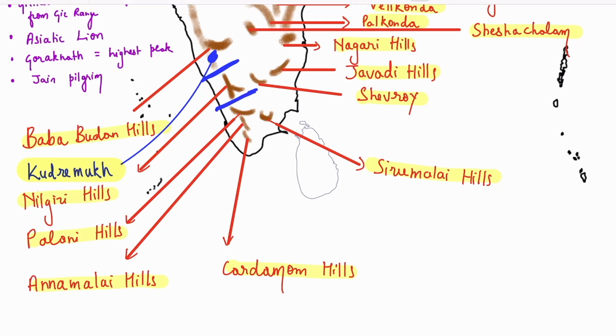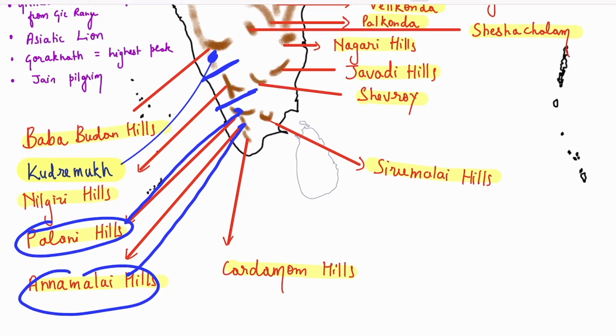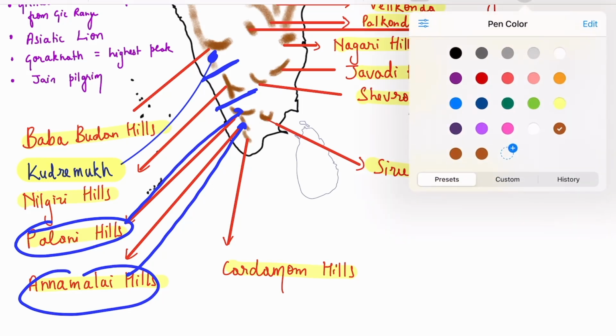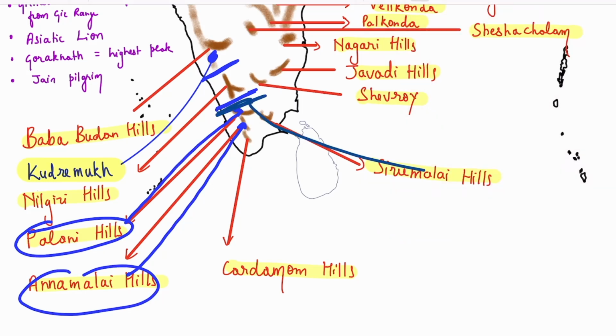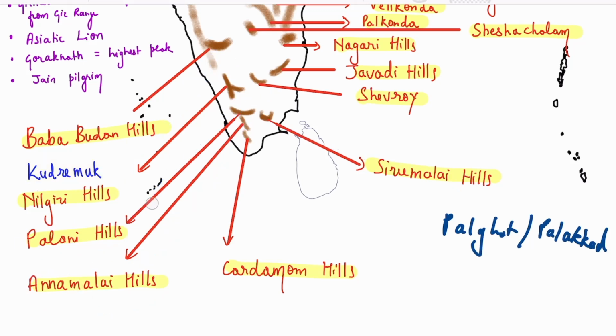Nilgiri is separated from the Palni Hills and the Annamalai Hills. In between, one very important geological feature lies here, that is the Pal Ghat Gap, or the Palakkad Gap. I will show you it on the map. I will show you there also in the notes, don't worry.